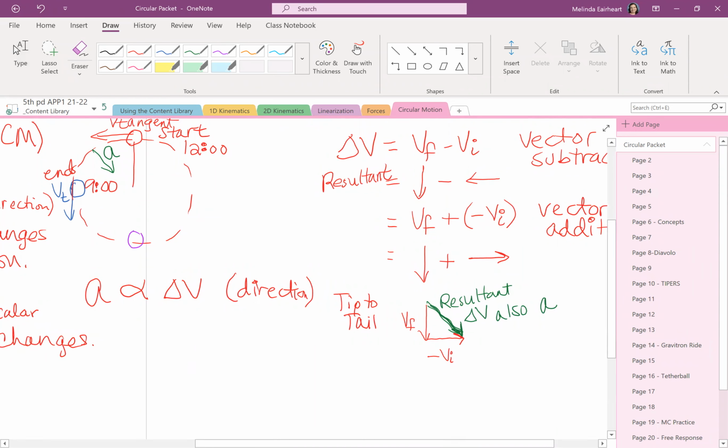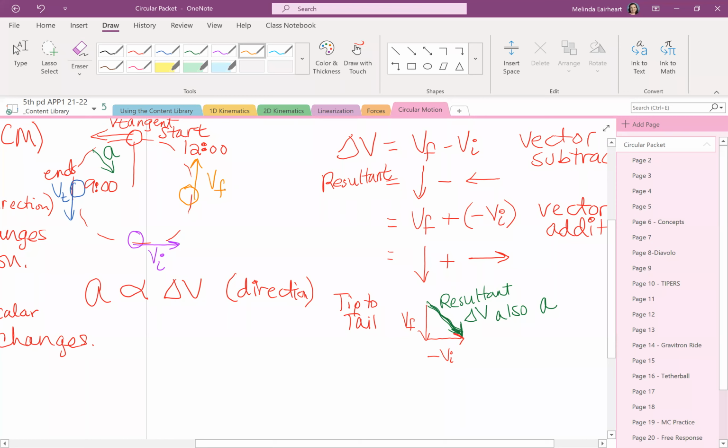Purple. What if we do 6 o'clock? We'll keep with that same counterclockwise direction. Counterclockwise, clockwise. Again, old-fashioned analog clock comes to the rescue. And so here, we'll call this our initial, and then we'll call maybe 3 o'clock our final.